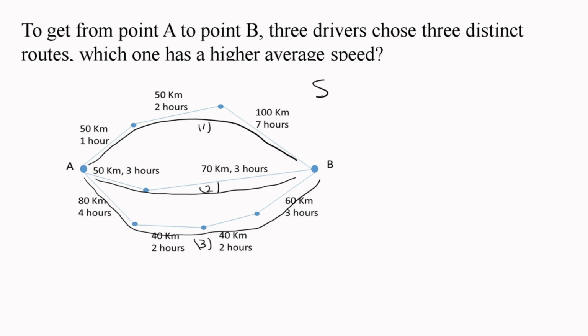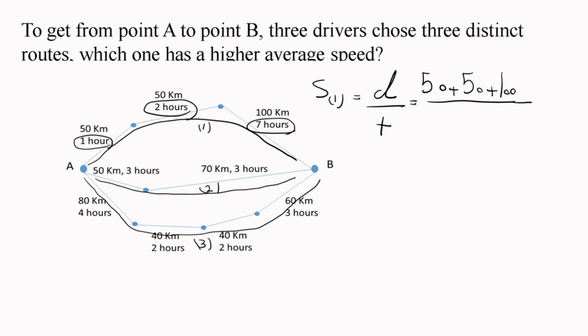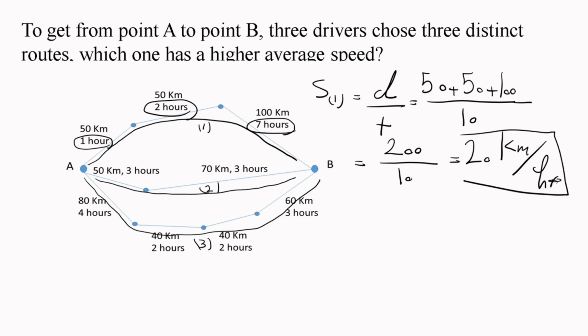Let's calculate average speed for the first driver. It's going to be D, distance over time. Do I have distance for the whole route? We must add all of these values. So 50 plus 50 plus 100. Do I have time for the whole route? 1 plus 2 plus 7 will be 10. And it's going to be 200 over 10, which is 20 kilometer per hour. This is the average speed of the first driver.